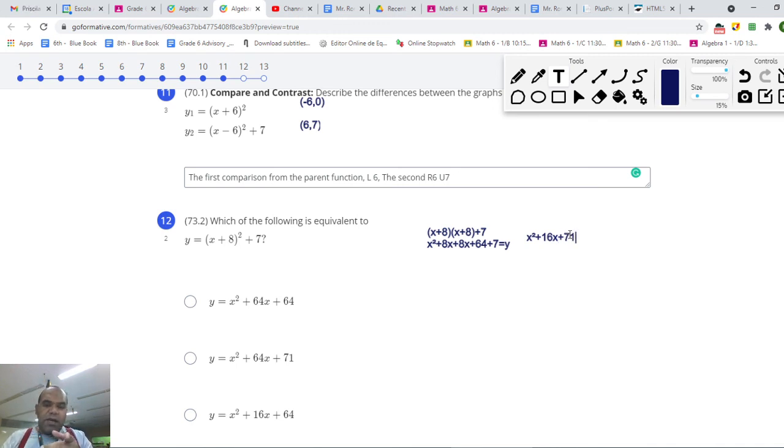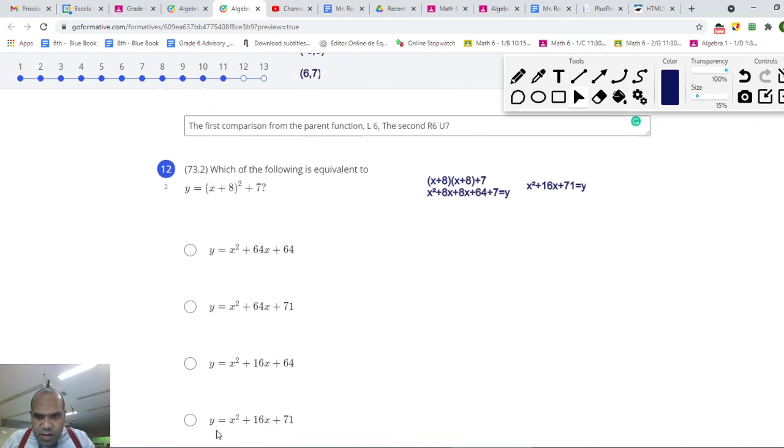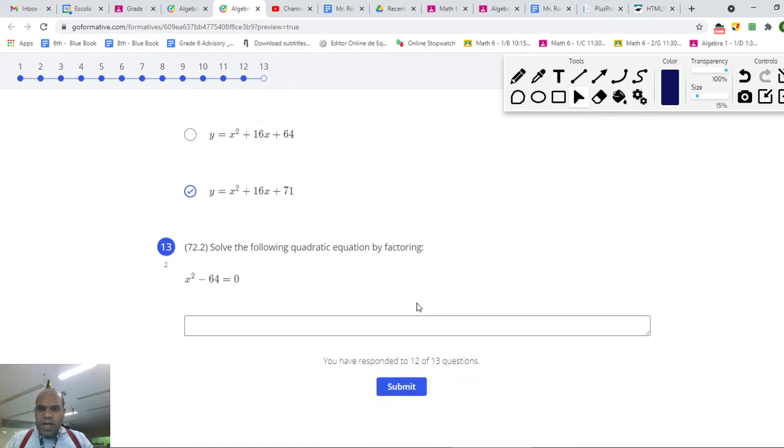Okay, let me check here. Equals y. This is the solution. Which one do we pick here? Which one? Here, the last one. x squared plus 16x plus 71. Great, this one. And 13, guys.